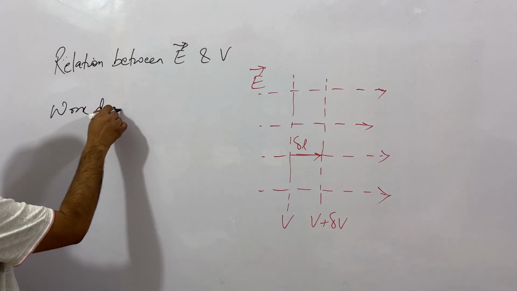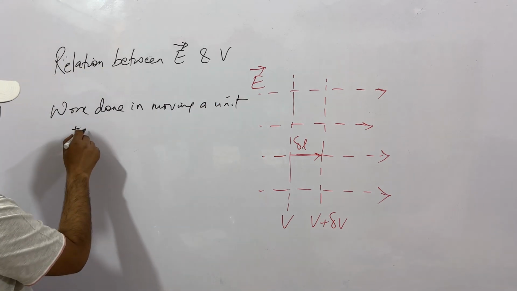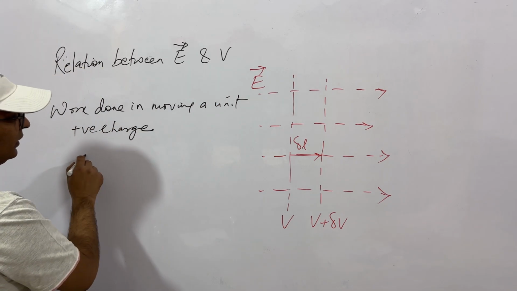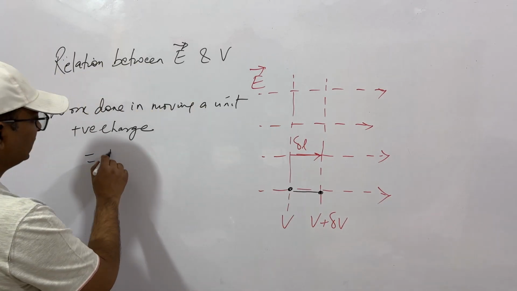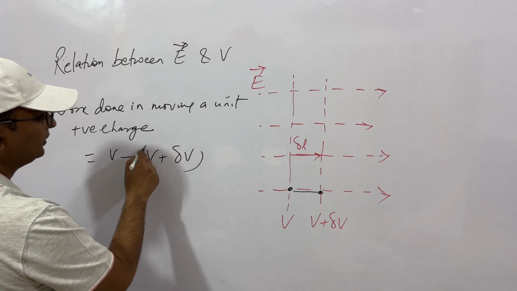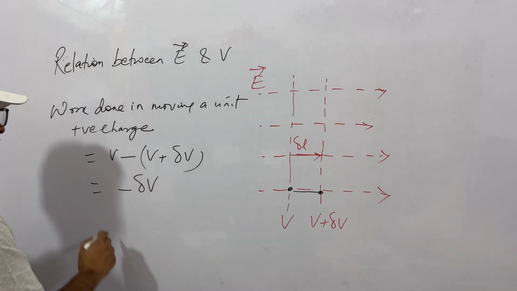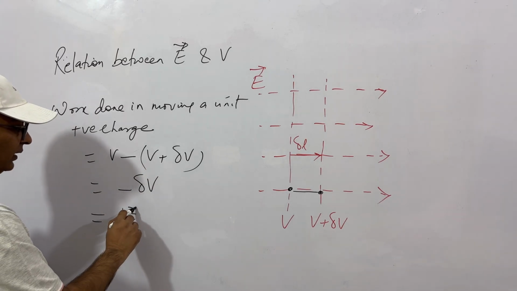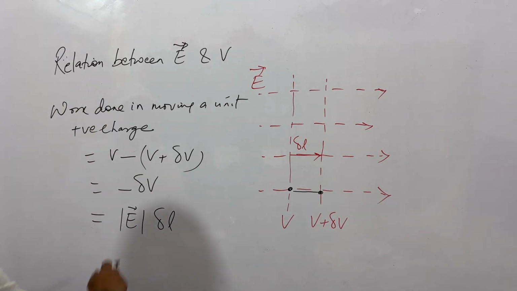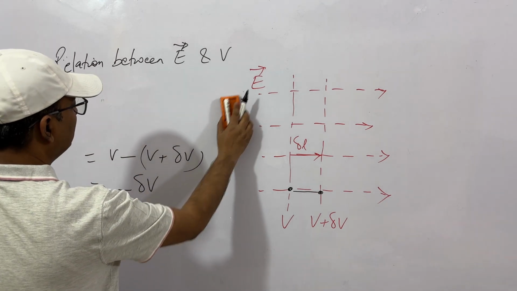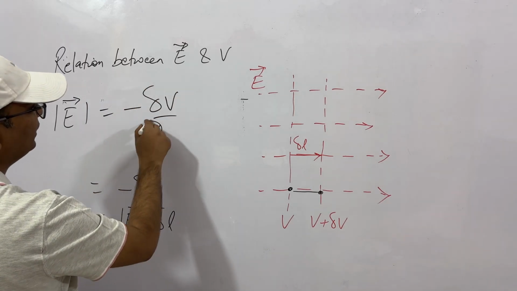Work done in moving a unit positive charge in this field is equal to the potential at this point minus the potential at this point, that is V minus (V plus del V), that is minus del V. And we know that work done is equal to the magnitude of the electric field into this length, E into dl, for a unit positive charge. So if you equate these two, what do you get? You get E is given as minus del V by del L.